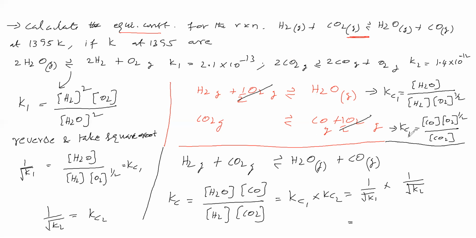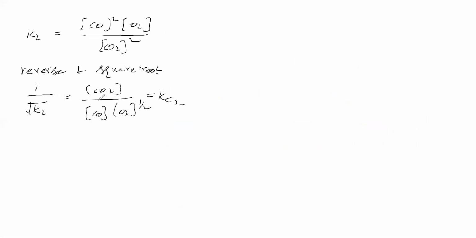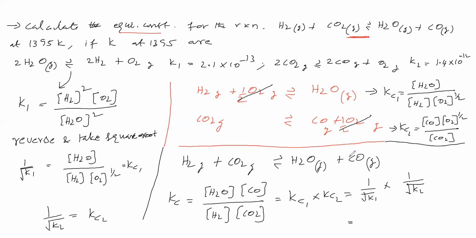Now this Kc2 we'll see once. This Kc2 is equal to CO2 by CO O2. Here we have not reversed this equation, we have taken it as it is. Therefore, we should not reverse this, we will take as it is.